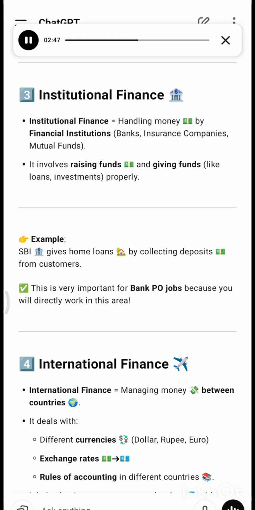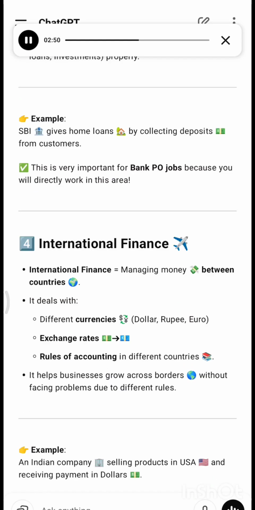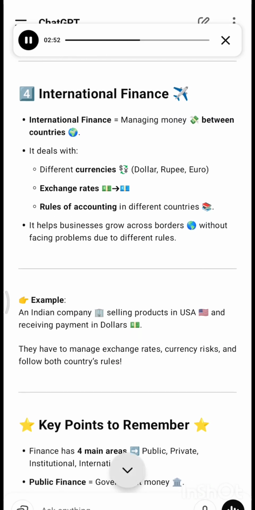Number 4, international finance. International finance equals managing money between countries. It deals with different currencies, dollar, rupee, euro, exchange rates, and rules of accounting in different countries. It helps businesses grow across borders without facing problems due to different rules. Example: an Indian company selling products in the USA and receiving payment in dollars. They have to manage exchange rates, currency risks, and follow both countries' rules.